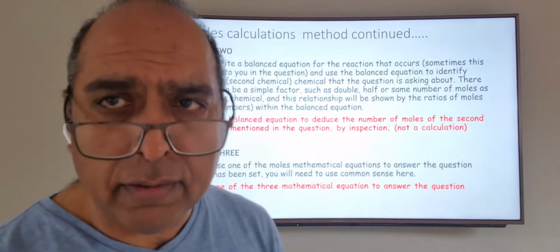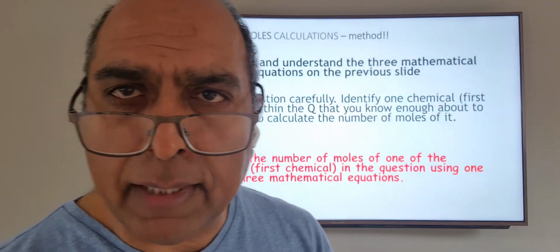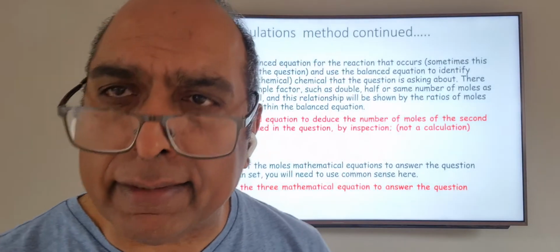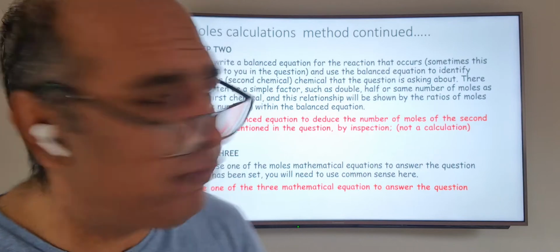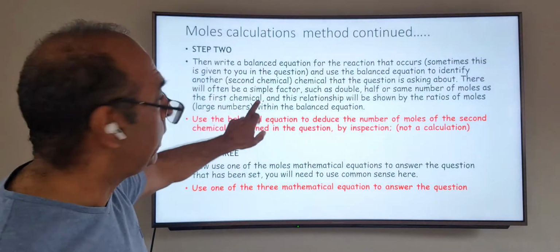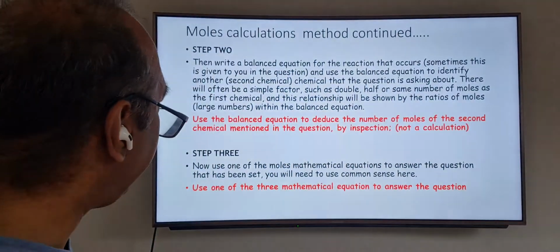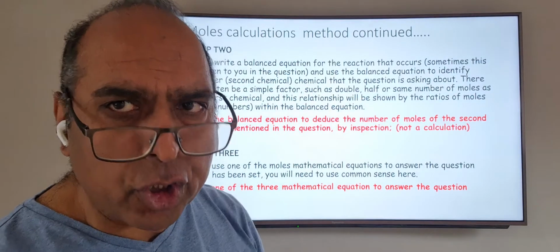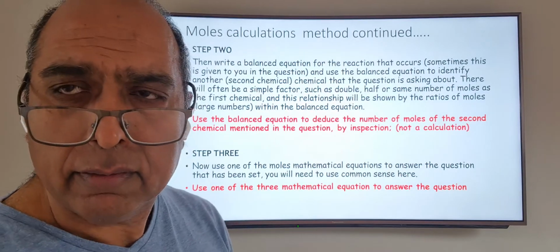Write the balanced equation that has the chemicals that are reacting. So chemical 1, the first chemical in step 1, will react with something else. And that's what you need the balanced equation in step 2 for. So step 2, then, write a balanced equation for the reaction that occurs. Sometimes that will be given to you in the question. If it's a common equation, then you may have to write it yourself. If it's not a common equation, they will give it to you.